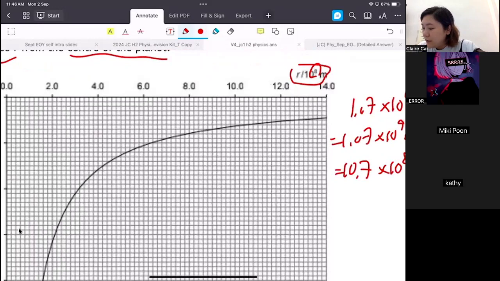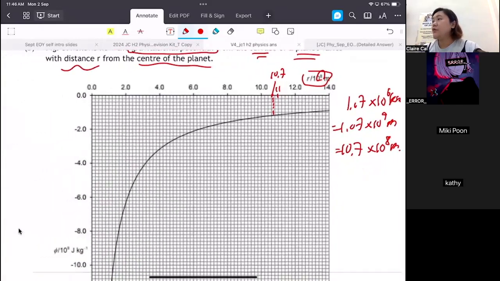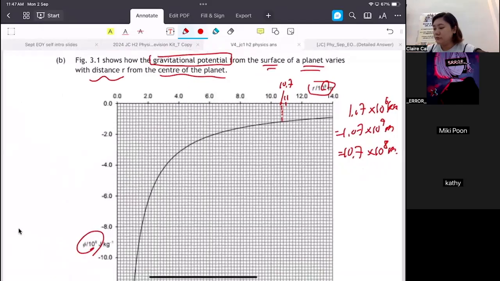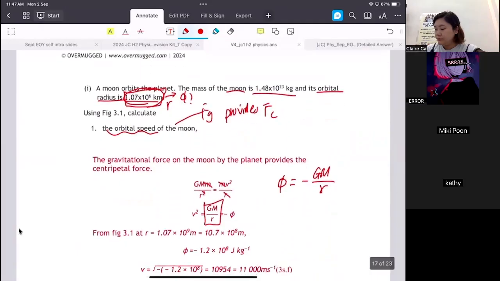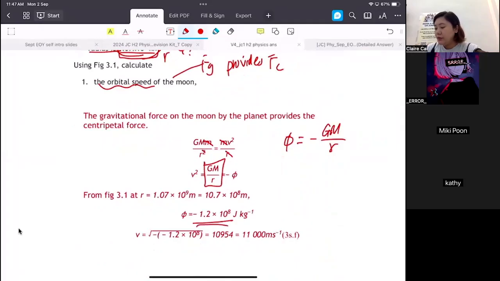So I shall go to 10.7. Okay, 1, 2, 3, 4, 5. That's 11. 10.7, so 2, 4, 6. So 7 is over here. Then you can draw it down. So this is your 10.7. Yeah, use your graph, use your ruler. You can find the value for your potential. Yep. So from the graph, the value is about negative 1.2 times 10 to the power 8.